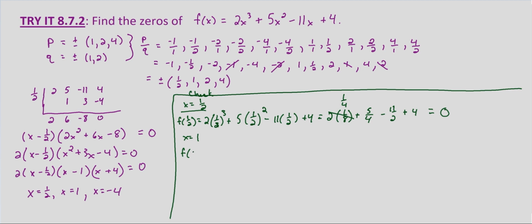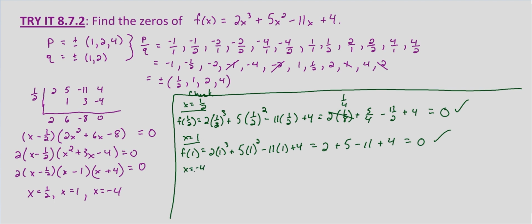So f of 1 equals 2 times 1 cubed plus 5 times 1 squared minus 11 times 1 plus 4. That ends up being 1 cubed is 1 times 2 is 2. 1 squared is 1 times 5 is 5. Minus 11 times 1 is 11 plus 4. So we have 2 plus 5 is 7. Minus 11 is negative 4 plus 4 equals 0. So both our first two solutions check. And then last but not least, we'll look at x equals negative 4.